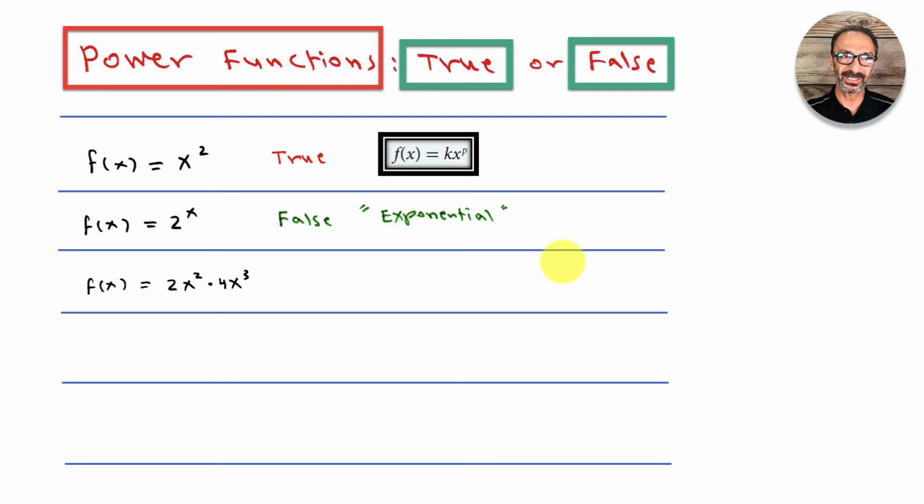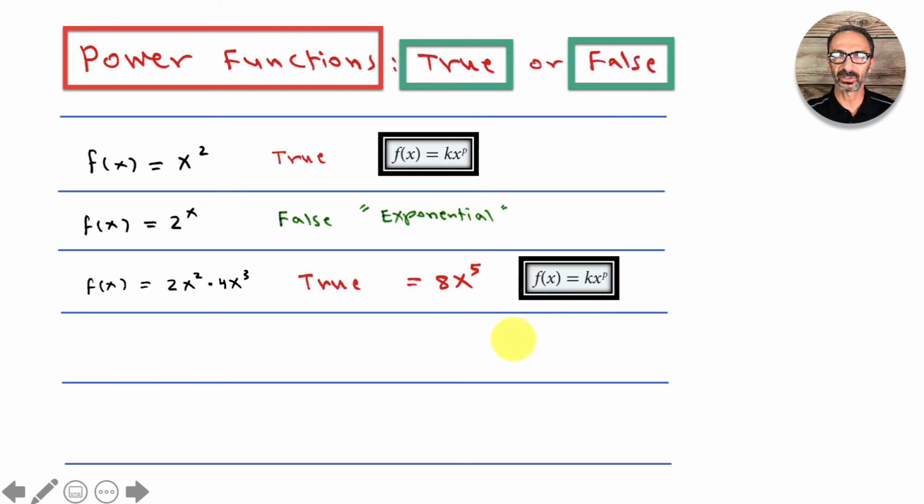How about 2x to the second times 4x to the third? Well, it's not fully clear like this, but we could simplify it. We multiply 2 times 4, which is 8, and add the exponents, because that's how we multiply x to the second times x to the third. 2 plus 3 is 5. Now it looks exactly like this. So yes, it is true.